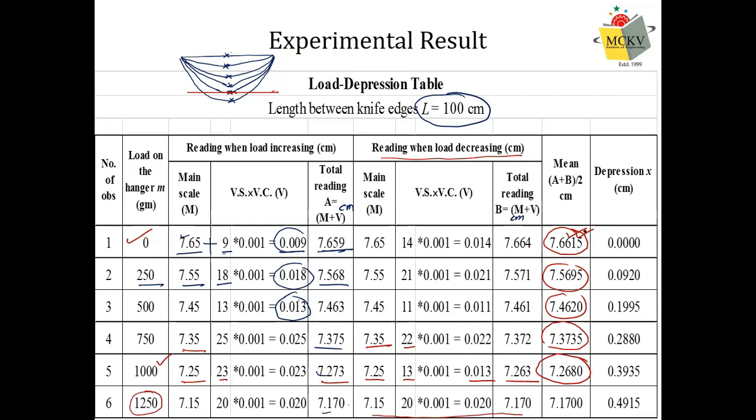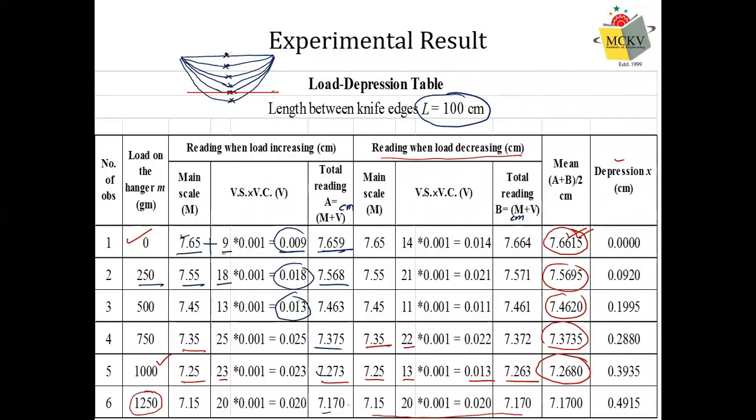Next thing is calculation. First calculation, we need to find out the depression. Now we need to measure the depression. What is meant by depression? Initially, when there was no load, there was no deformation. But when the first load is applied, that means 250 grams is applied, then this is the bending that occurs. And that means the cross point, the center of that bar, which is symbolized by this cross, has now changed its position. So the cross is now at this position.